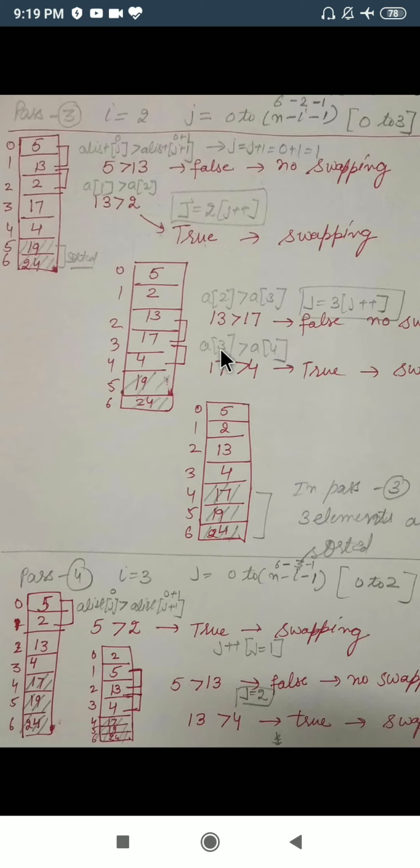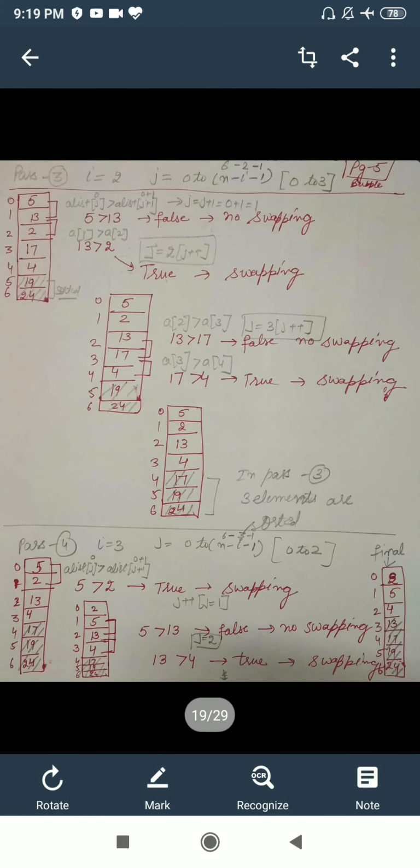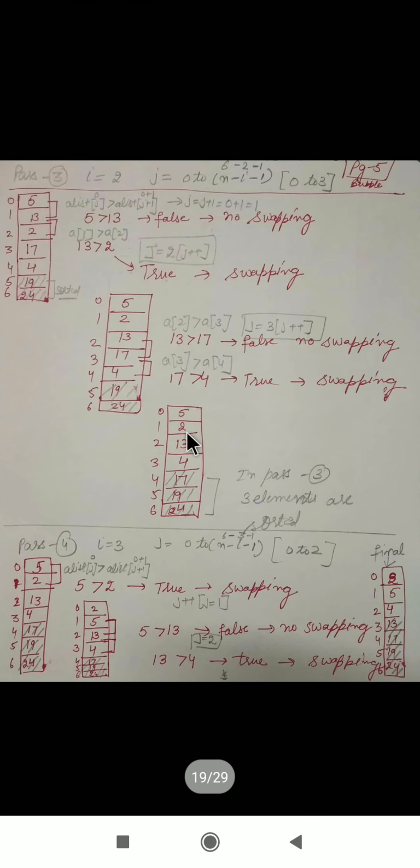So a of 3 is greater than a of 4. So it is true. If it is true, we will do swapping. Okay, we'll do swapping here. So after swapping, what will be the final outcome? 5, 13 and 4 here. Okay, 17 will go down and 4 will come up. Okay, now we will see these three elements are at the right position.